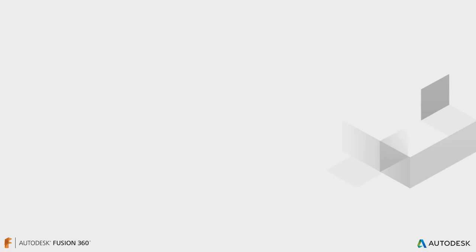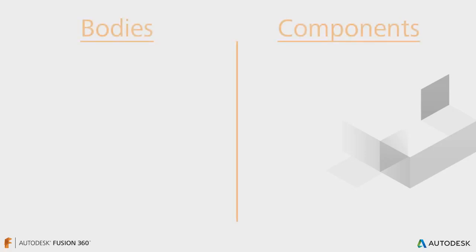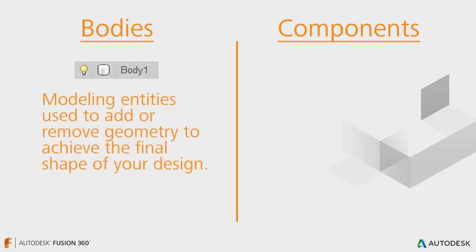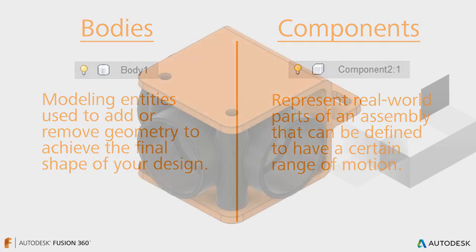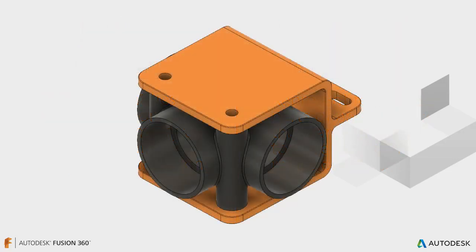When creating a design in Fusion 360's single modeling environment, it's important to have a good understanding of the differences between bodies and components. Bodies are modeling entities used to add or remove geometry to achieve the final shape of your design. Components represent real-world parts of an assembly that can be defined to have a certain range of motion. Let's take a look at the differences between them, along with their downstream effects, using this support bracket model.